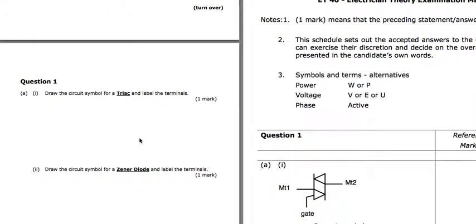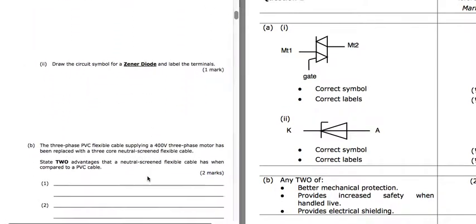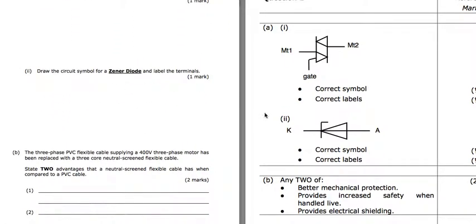Question 1 asks for the circuit symbol for a triac and to label its terminals. Well, a triac is like two back-to-back diodes with a gate connection. So it's a 3-terminal device and it's labeled MT1 and MT2. The Zener diode, we want the circuit symbol for this. Now this is like a normal diode, so there's our cathode and our anode, but we've got this extra little kick here, and that little kick there tells us that it's a Zener diode.